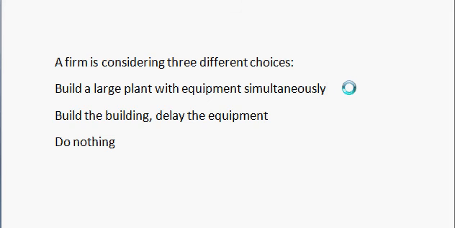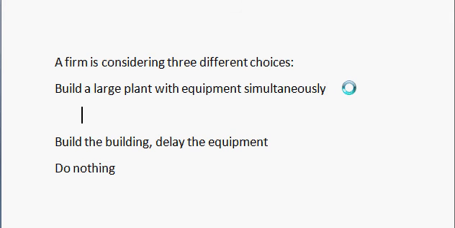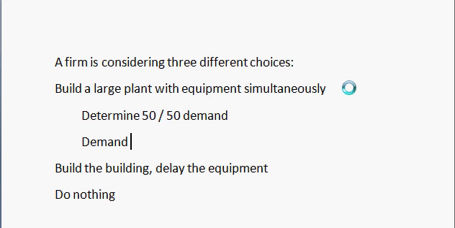Okay, so if we build with the equipment simultaneously, then we wait for demand. Well, we don't wait, we determine demand, which we're going to say has a 50-50 chance of being high or low. If it's high, then we're going to generate 1.8 billion in revenue, and if it's low, we will lose 900 million.